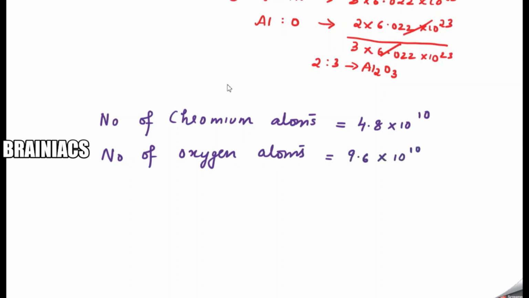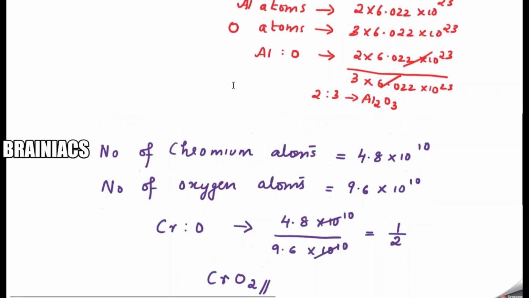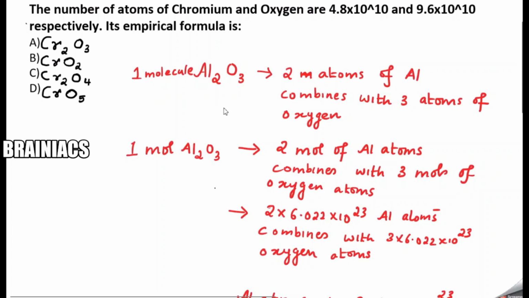If we find the ratio of this, the simplest value, you will get the empirical formula. 4.8 into 10 power 10 divided by 9.6 into 10 power 10. This will cancel off and become 1 by 2. That means CrO2 is my simplest formula, so CrO2 is my empirical formula. Is that present in the options? Yes, CrO2 is present, so my answer is option B.